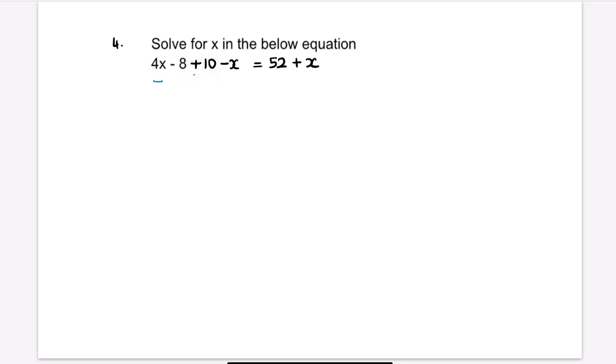If you see the like terms being distributed on one side, first consolidate them or group them. Okay, let's do that. So we have 4x minus x, which is 3x on the left side, negative 8 plus 10, which is positive 2 on the left side. So we have fully consolidated the terms and combined them into two terms. One is an x term, one is a constant term. On the right side we have 52 plus x.